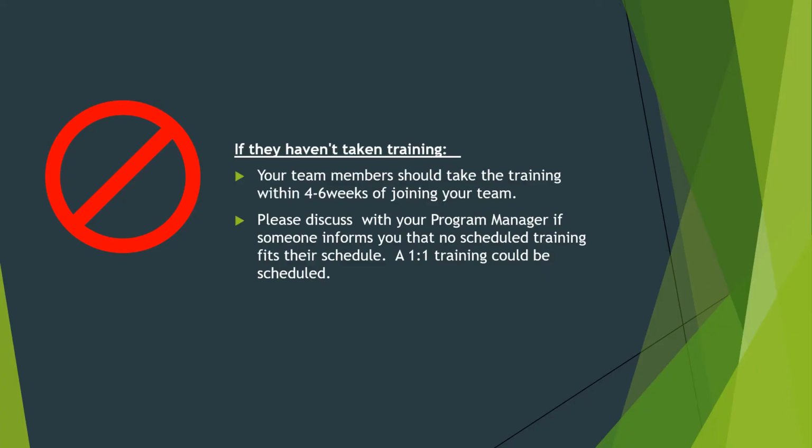If your team member has not taken the training 4 to 6 weeks after joining your team, discuss with your program manager. If they have responded to your outreaches and indicate that no scheduled training fits their schedule, ask your program manager if a one-on-one training can be scheduled. If they have not responded to your outreach attempts, we may need to end date the position.